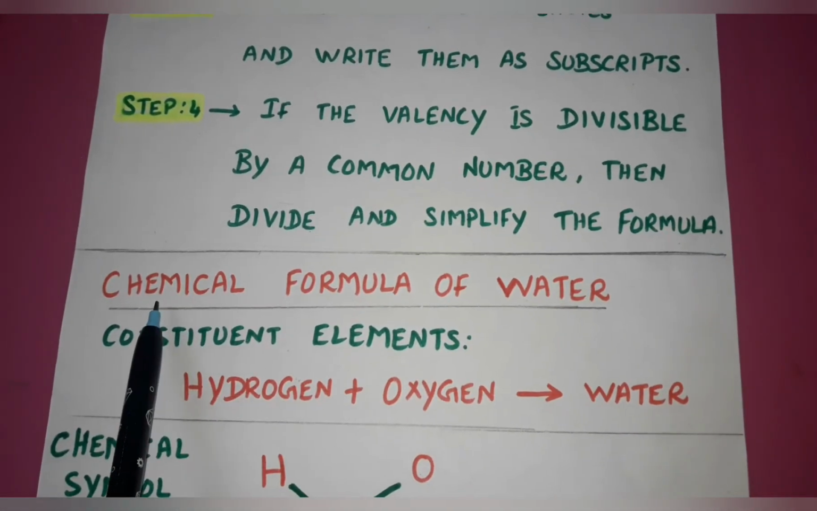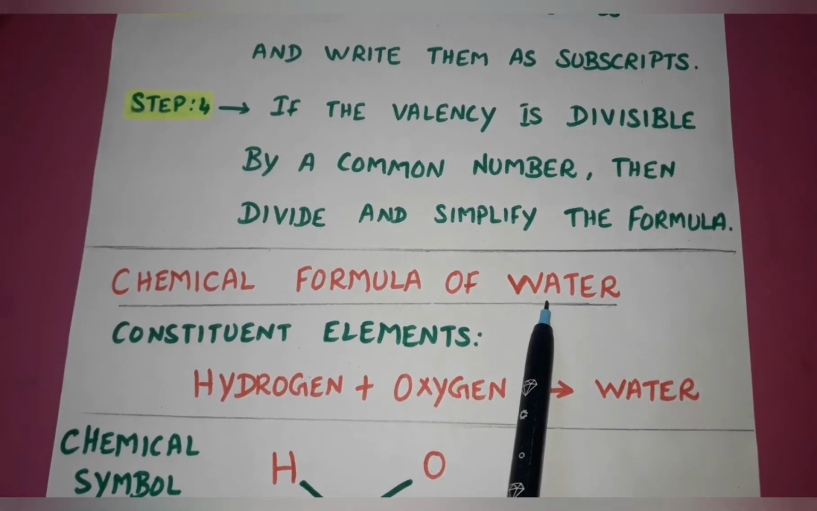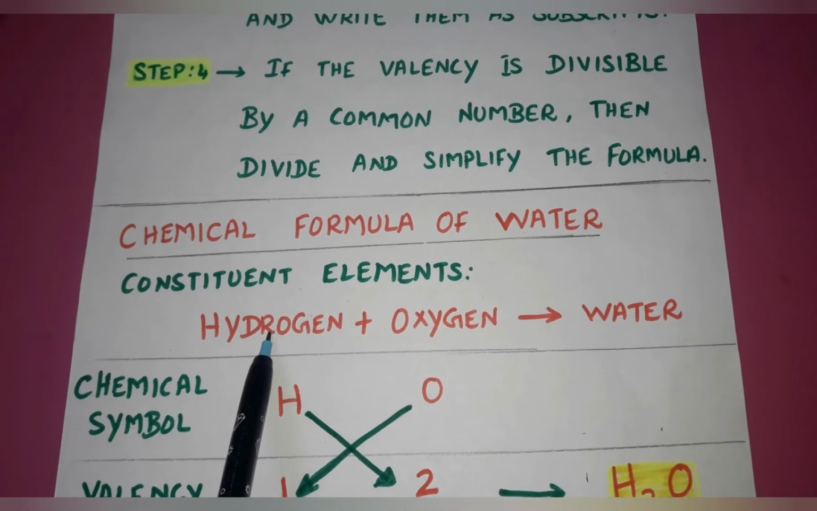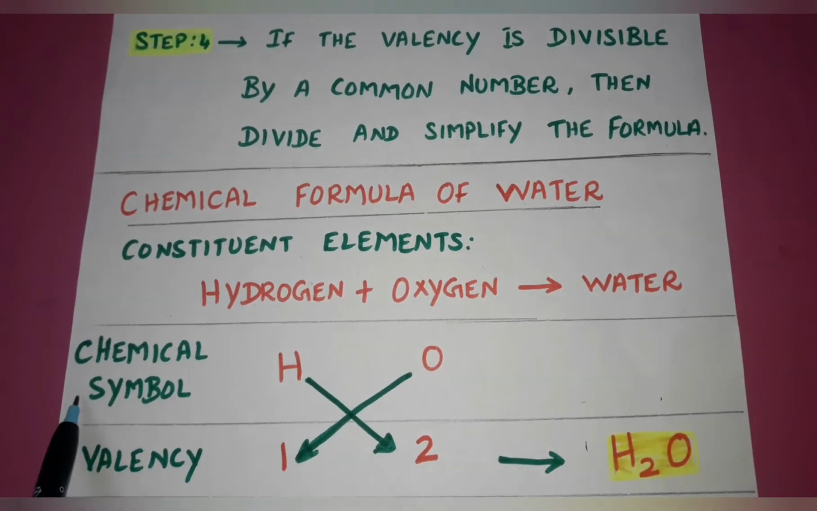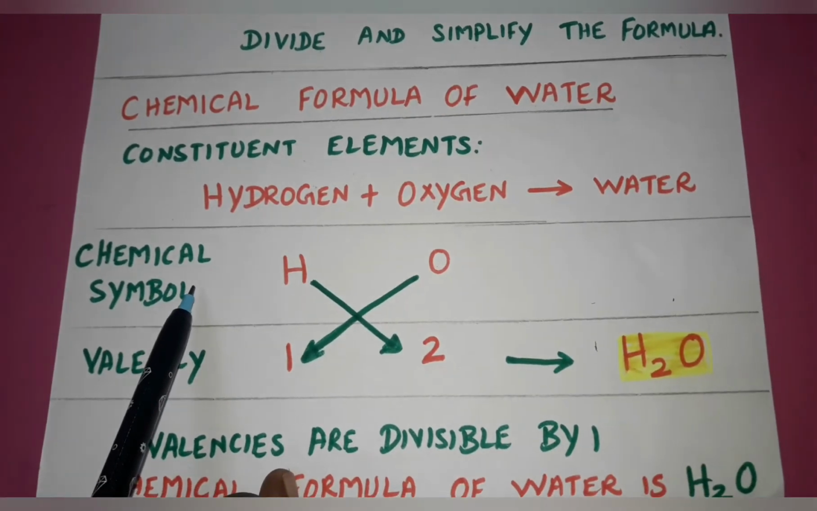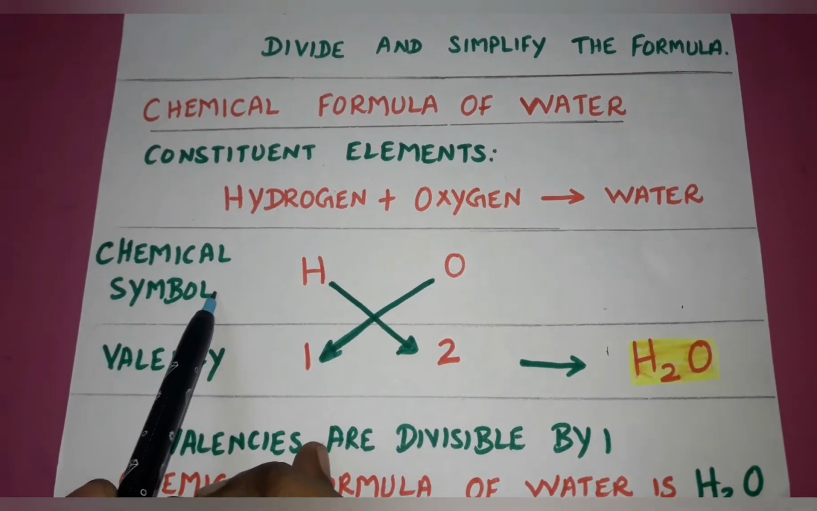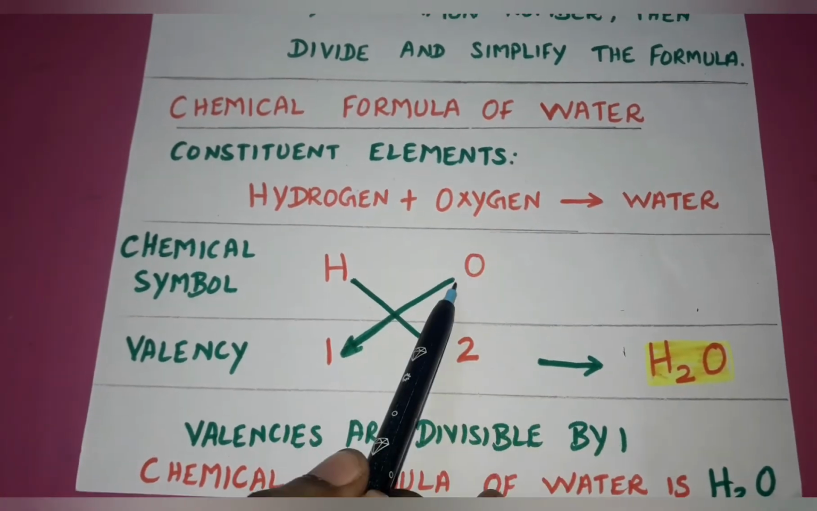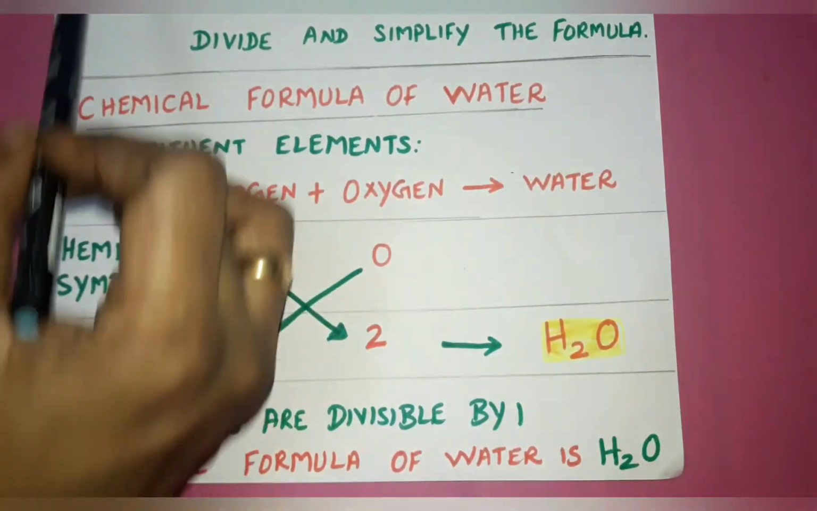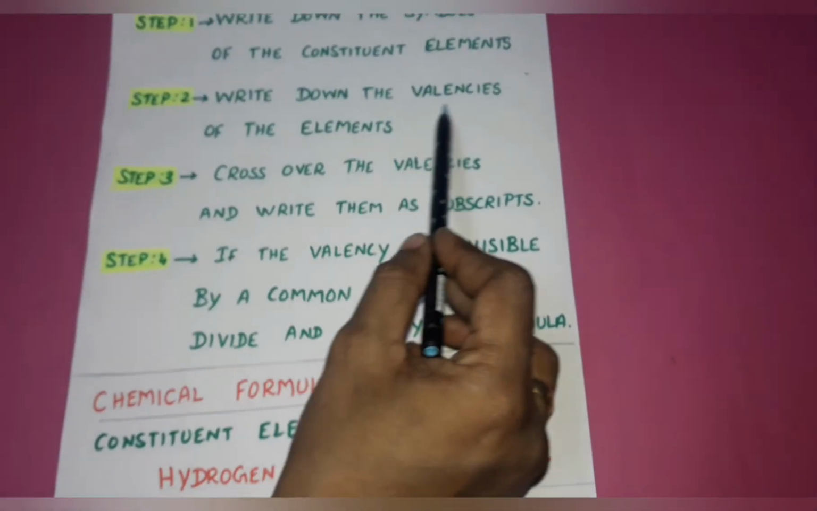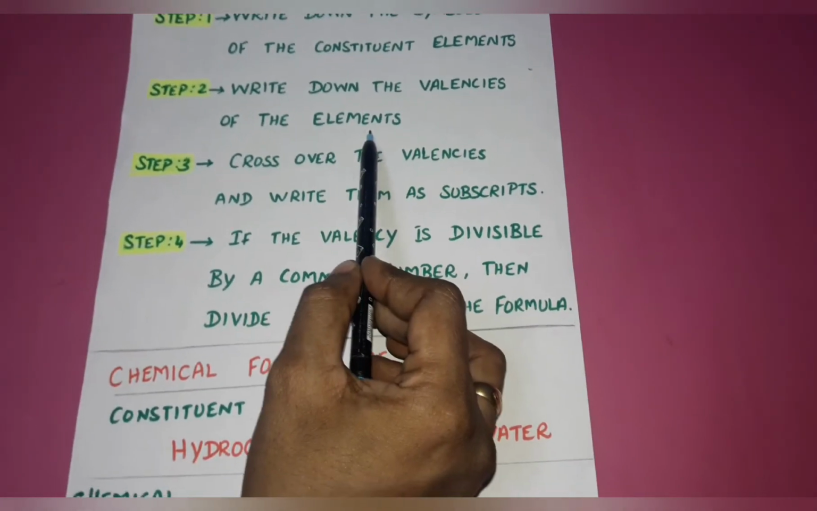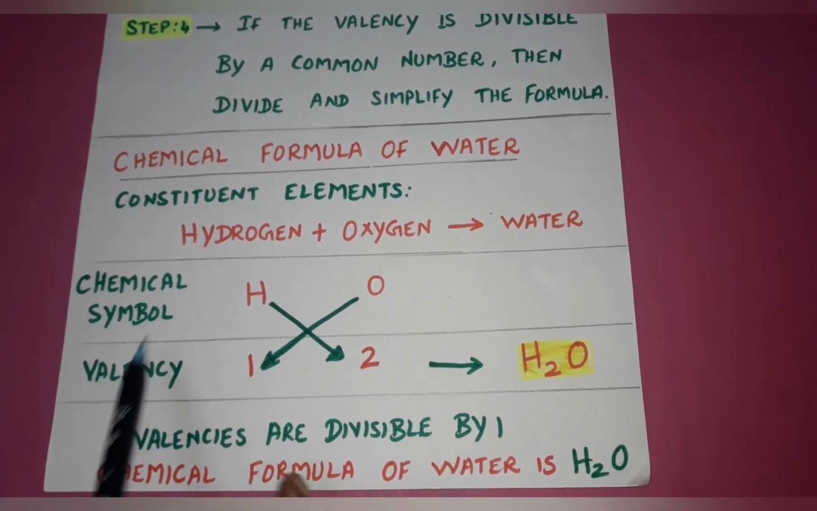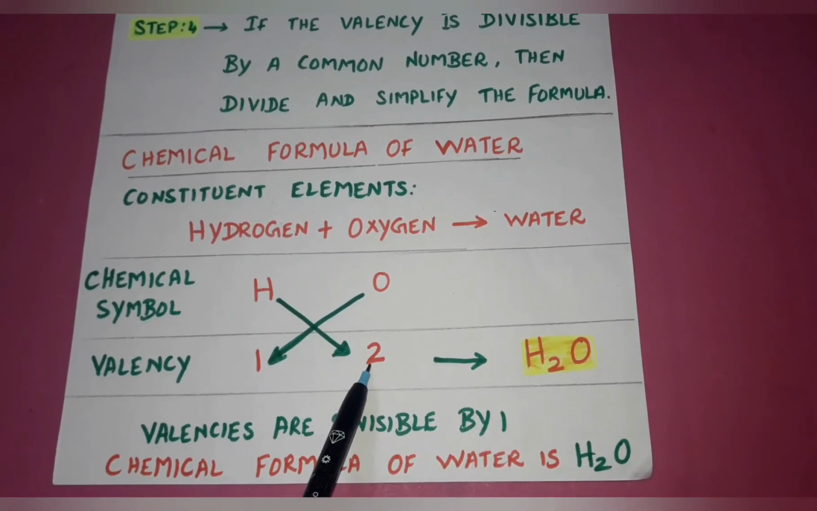Now let us first see how to write chemical formula of water. What are the constituent elements here? Hydrogen and oxygen. So, the first step is writing the chemical symbol of the elements. So, hydrogen is written as H and oxygen as O. Then, the second step is writing down the valencies of the elements. Valency of hydrogen is 1 and the valency of oxygen is 2.